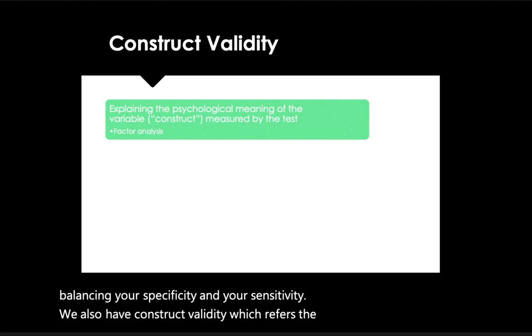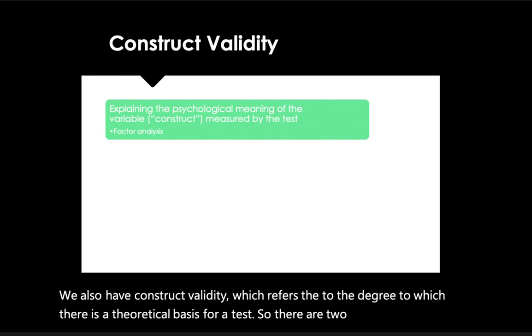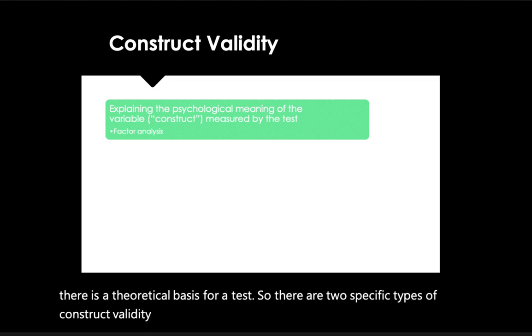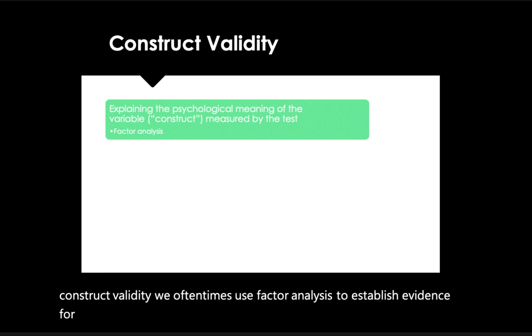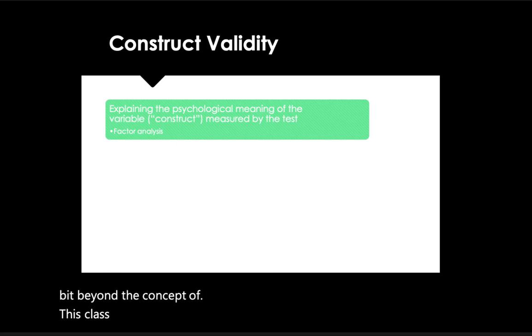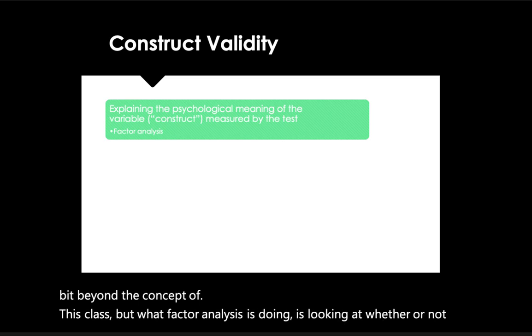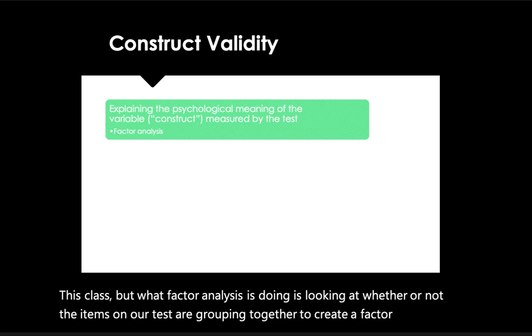We also have construct validity, which refers to the degree to which there is a theoretical basis for a test. There are two specific types of construct validity: convergent validity and discriminant validity. And within construct validity, we oftentimes use factor analysis to establish evidence for our construct validity. A full description of factor analysis is a little bit beyond the scope of this class, but what factor analysis is doing is looking at whether or not the items on our test are grouping together to create a factor that measures our assessment.